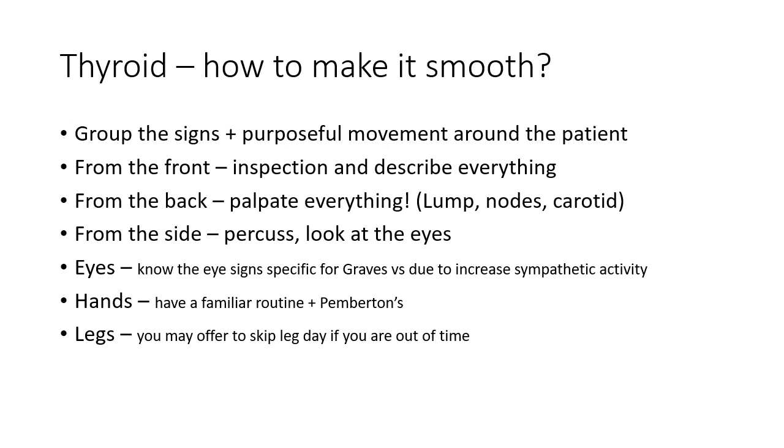And then from the back, feel everything, including the mass itself, whether it extends retrosternally, whether it's fixed, whether there are any cervical nodes. Also can feel the carotid pulse from the back as well. And then from the side, can perform percussion. And at this moment, you can already look at the eyes to see for any proptosis or exophthalmos. The rest of the peripheral exam, it's important to have a familiar routine. And then for the eye signs itself, know which ones are specific for Graves and which are due to just increased sympathetic activity. And if you are running out of time, you can just offer your leg examination, because it may be quite time consuming for the patient to stand up.